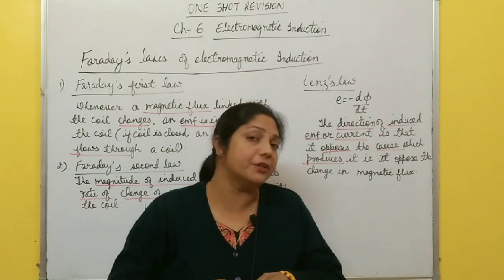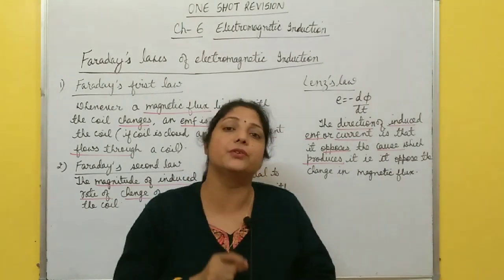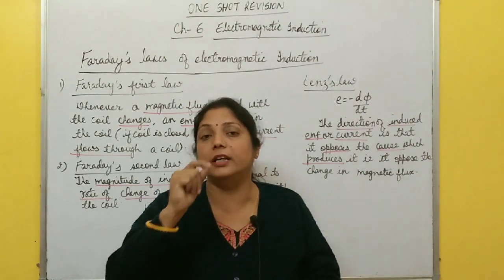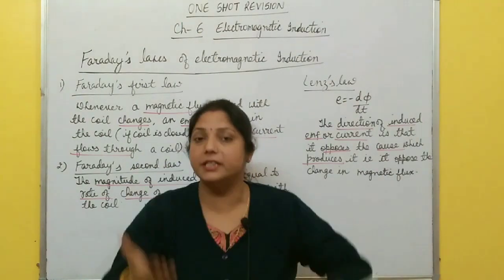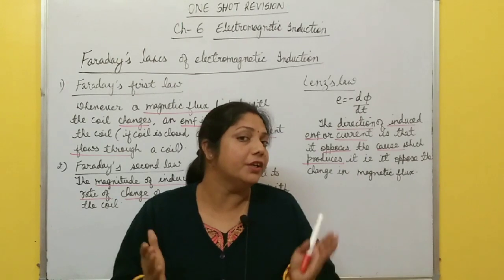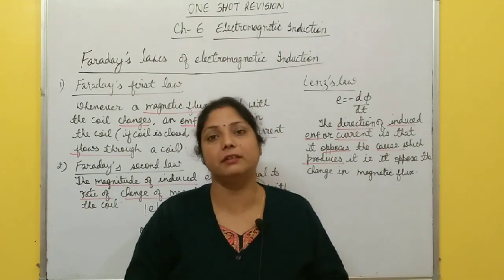If induced EMF is produced in the circuit due to an increase in magnetic flux, then the direction of induced EMF or current is such that it tries to decrease the change in magnetic flux. If it is produced due to a decrease in magnetic flux, then the direction of induced EMF is such that it tries to increase the magnetic flux.